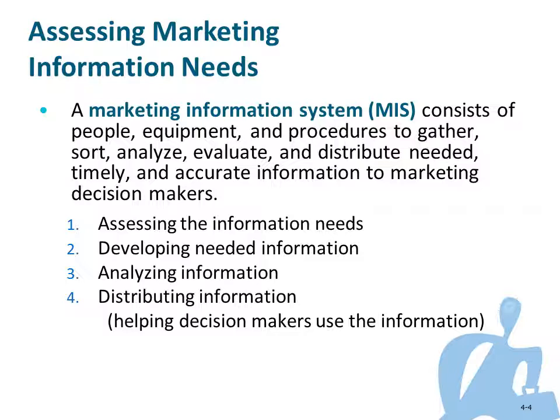Companies have greater capacity to provide managers with information, but have often not made good use of it. Many companies are now studying their managers' information needs and designing information systems to meet those needs. So, the marketing information system consists of people, equipment, and procedures to gather and analyze the needed, timely, and accurate information for the marketing decision makers.